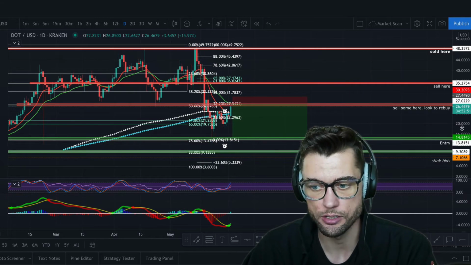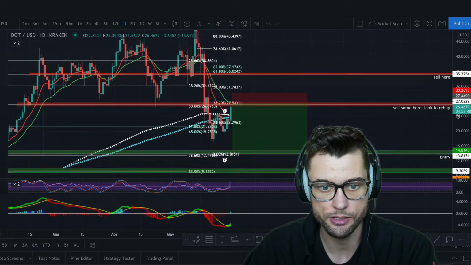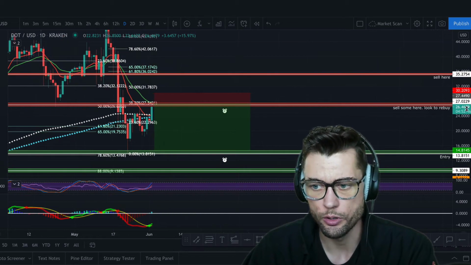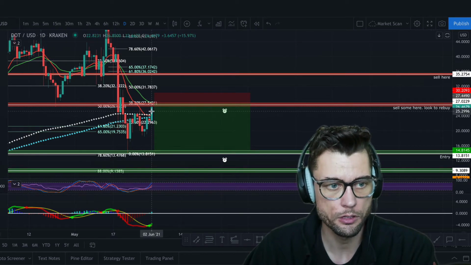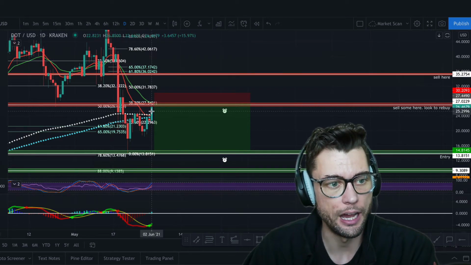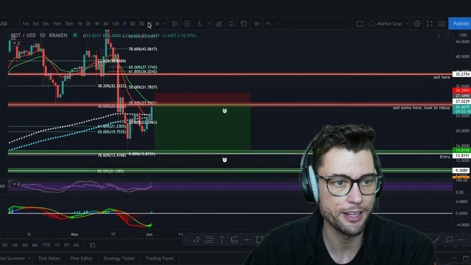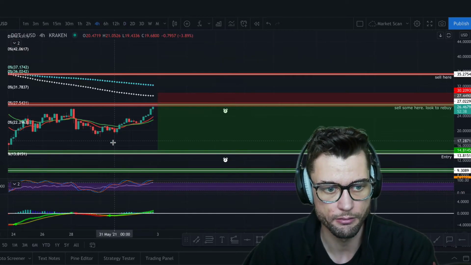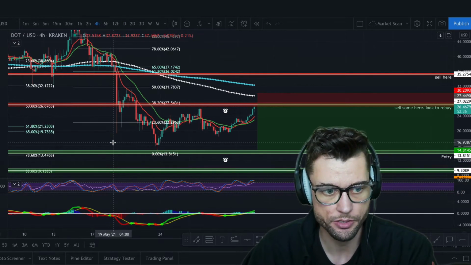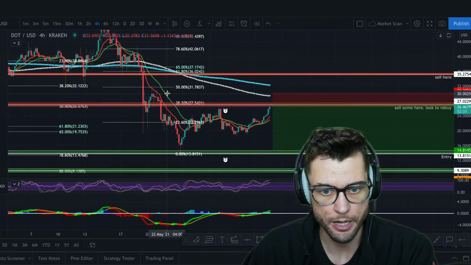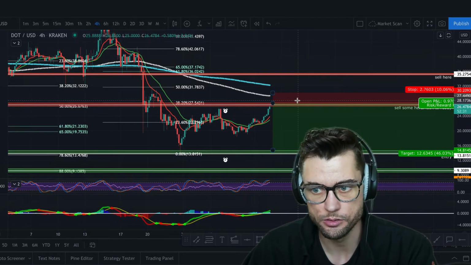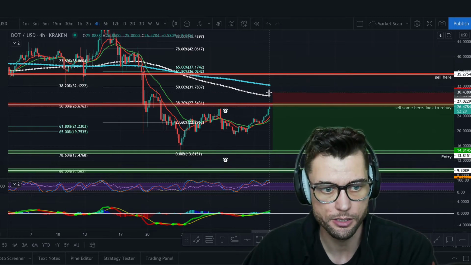Let's look at DOT. DOT, I think I just entered a short position into DOT as well. 27.4, and the high for this was 26.5. So I'm actually not in my short position for DOT yet, but I'm about to enter it. And I have my stop 10% above here.